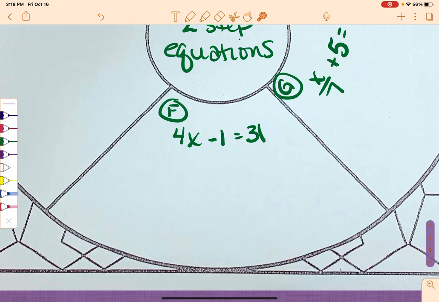So I want to get this by itself. So I'm getting rid of this first. So the opposite of subtracting 1 is adding 1. So I have 4x equals, and 31 plus 1 is 32.